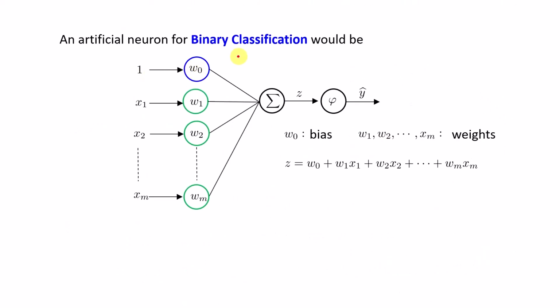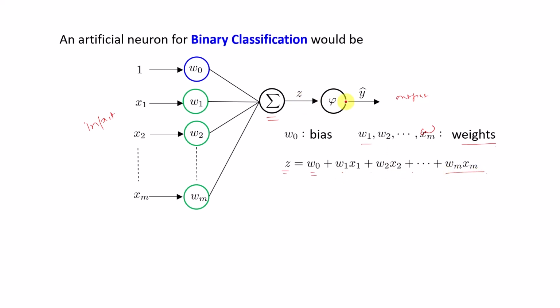Now let us take a case of binary classification. What will the artificial neuron look like in this case? We will have input on the left side, output on the right side. We still have a bias W0, and W1 to Wm will be our weights. Then we multiply the input with W0, W1, W2, etc. up to Wm. After the multiplication, I sum them up in the summation. So my Z here is W0 plus W1 x1 plus W2 x2 all the way up to Wm xm.